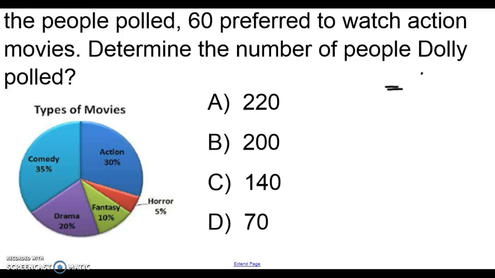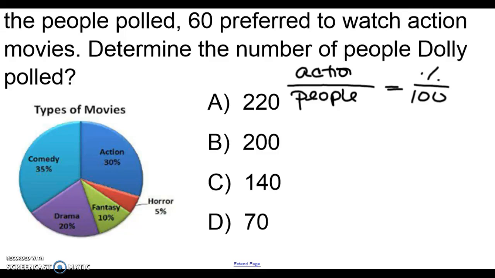We know that it's going to be percent over 100. Just like with the cupcake question, we want to talk about who or what. Here we are talking about the amount of people that Dolly polled. More specifically, we're talking about action movies. So I need to fill in this proportion.